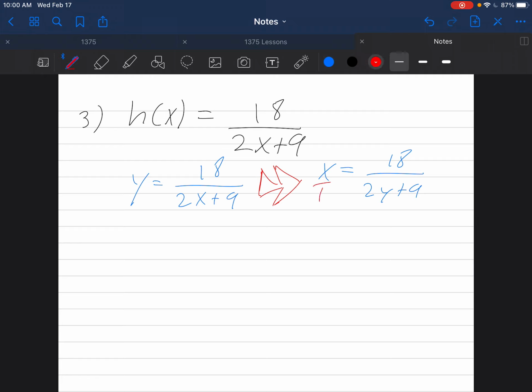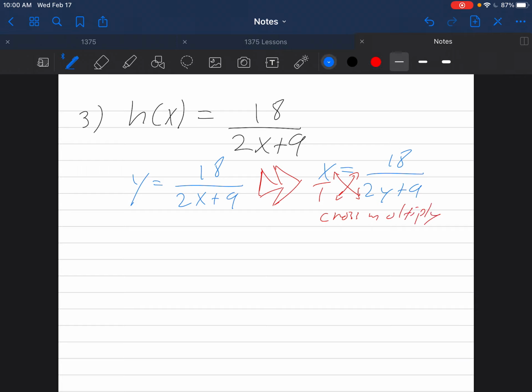Right, so this is x over 1, because any whole number can be put over 1. You put 1 on the bottom of any whole number, any whole value, which makes this a proportion where we can cross multiply.